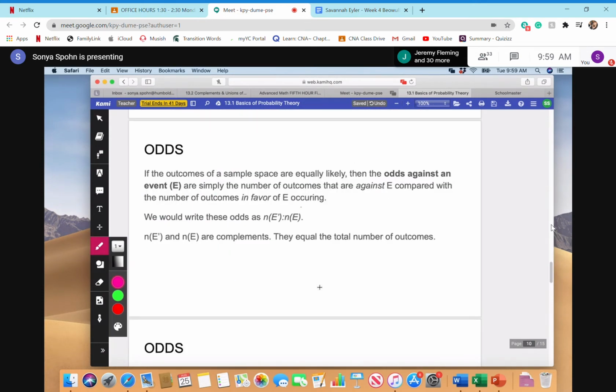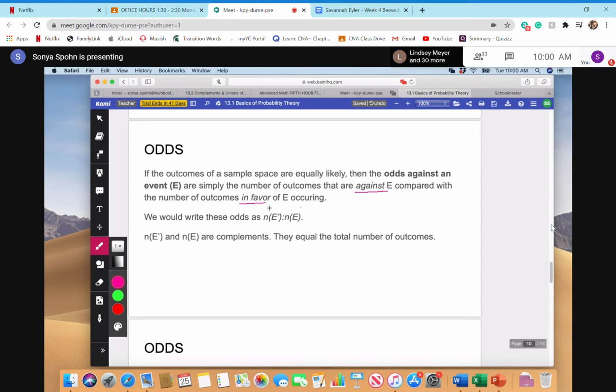So let's talk about odds. Odds are very similar to probability, but we don't put them over the total. When we write odds, we are either doing odds against something or odds in favor of something. So it's against and for. When we write these odds, we would write them as n, standing for the odds. I don't know why they pick n, but they just do.